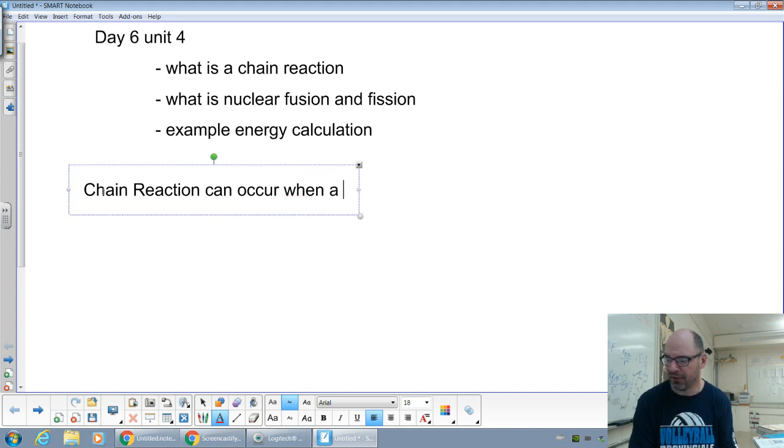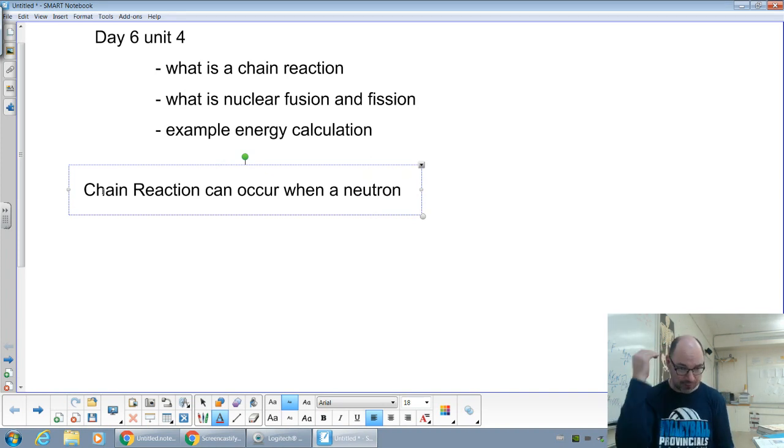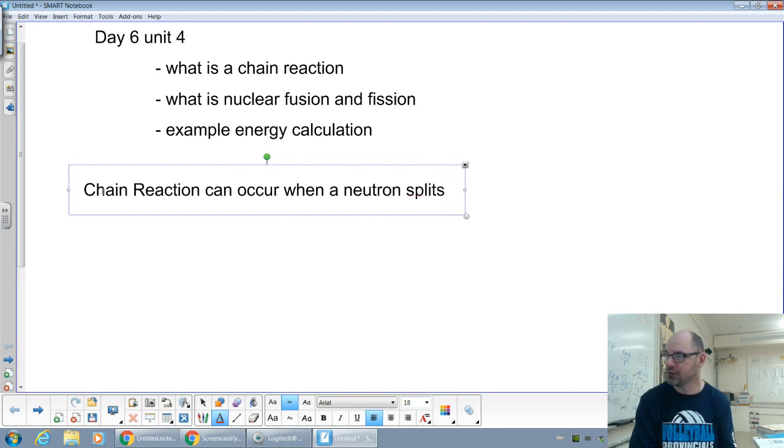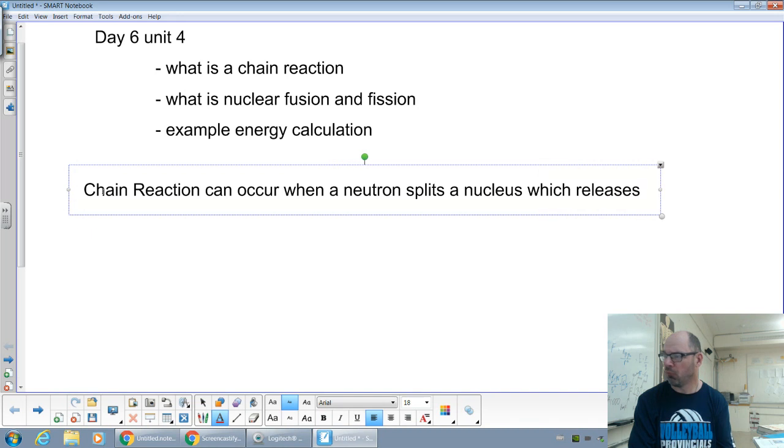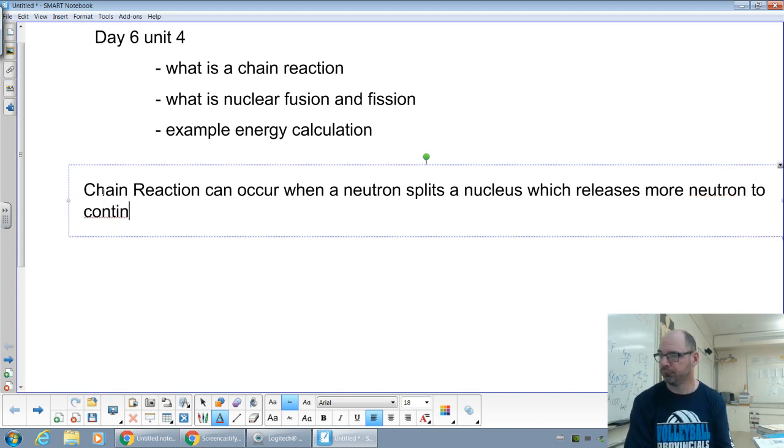So a chain reaction can occur when a neutron splits a nucleus, which releases more neutrons to continue the process. And it looks something like this.